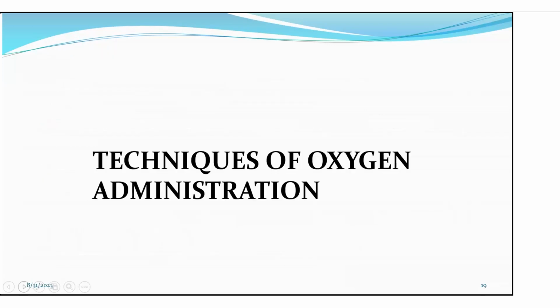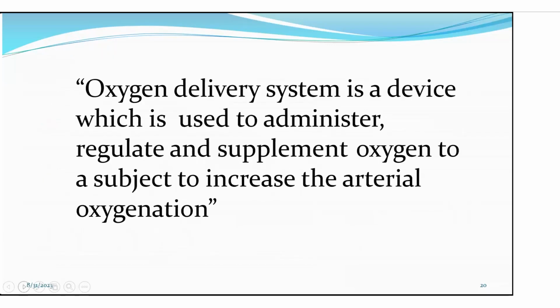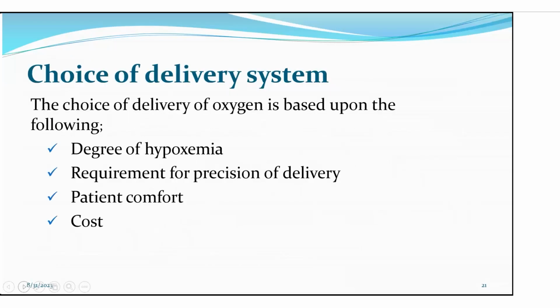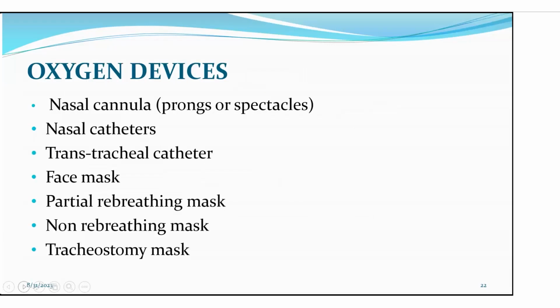Techniques of oxygen administration. Oxygen delivery system is a device which is used to administer, regulate, and supplement oxygen to a subject to increase the arterial oxygenation. Choice of delivery system. The choice of delivery of oxygen is based upon the following: degree of hypoxia, requirement of precision of delivery, patient comfort, and the cost. Oxygen devices: we have nasal cannula or prongs, nasal catheters, transtracheal catheter, face mask, partially breathing mask, non-breathing mask, and tracheostomy mask.